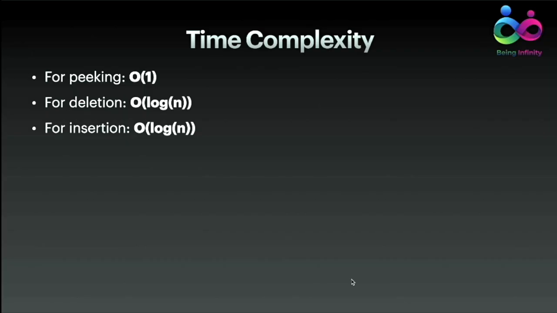Coming to time complexities, for deletion and insertion, we will be moving either top to bottom or bottom to top. So our time complexity will be equal to the height of the heap, which is log n. And for peeking, we just need to check the root element. So it will be O(1).